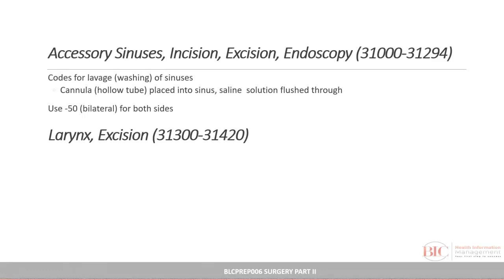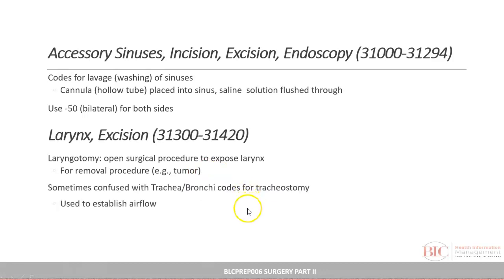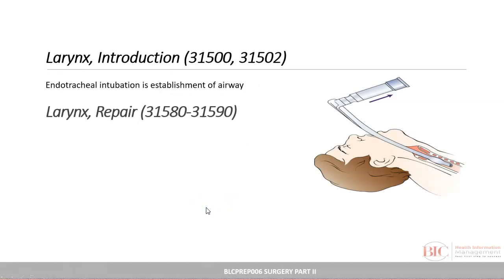For an excision to the larynx, your range of codes is going to be 31300 to 31420. Here you will find your laryngotomy, which is an open surgical procedure to expose the larynx, such as for removal of a tumor. It is sometimes confused with the trachea-bronchia codes for tracheostomy, which is used to establish airflow.